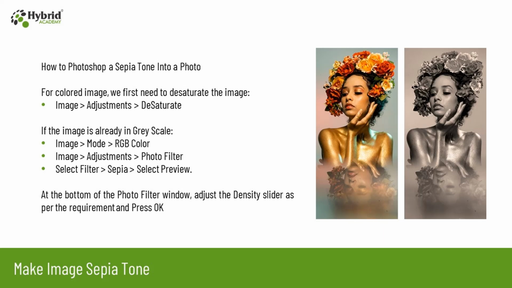Then we again go to the Image menu, we select Adjustments and we select Photo Filter. From the Filter dialog box, we select the filter as sepia and check the preview. At the bottom of the Photo Filter dialog box, there is an adjustment for the density of the sepia effect. We can adjust the density slider as per our requirement, and then once it is done, we can click on OK. Let's see how to do this black and white effect and sepia effect in Adobe Photoshop.